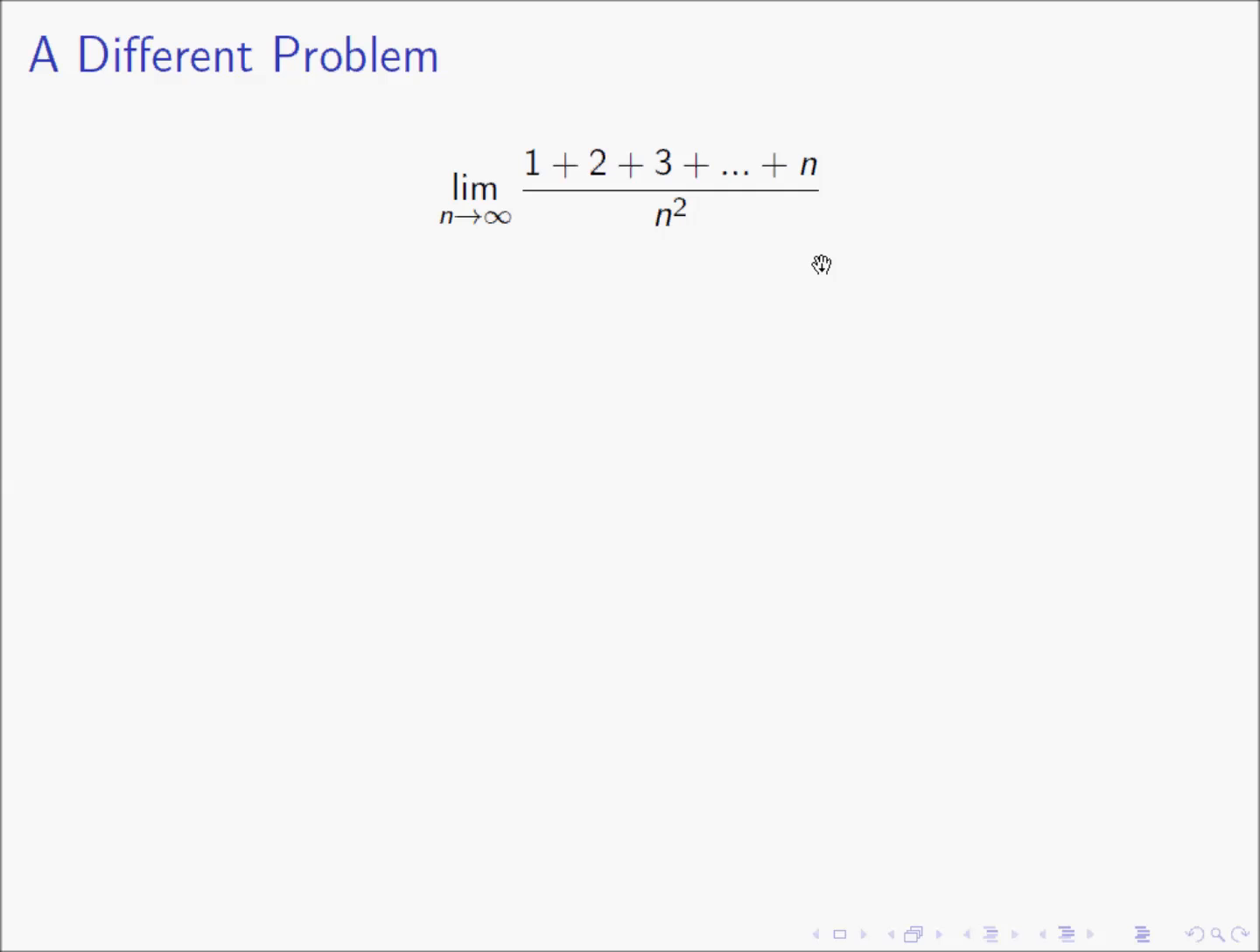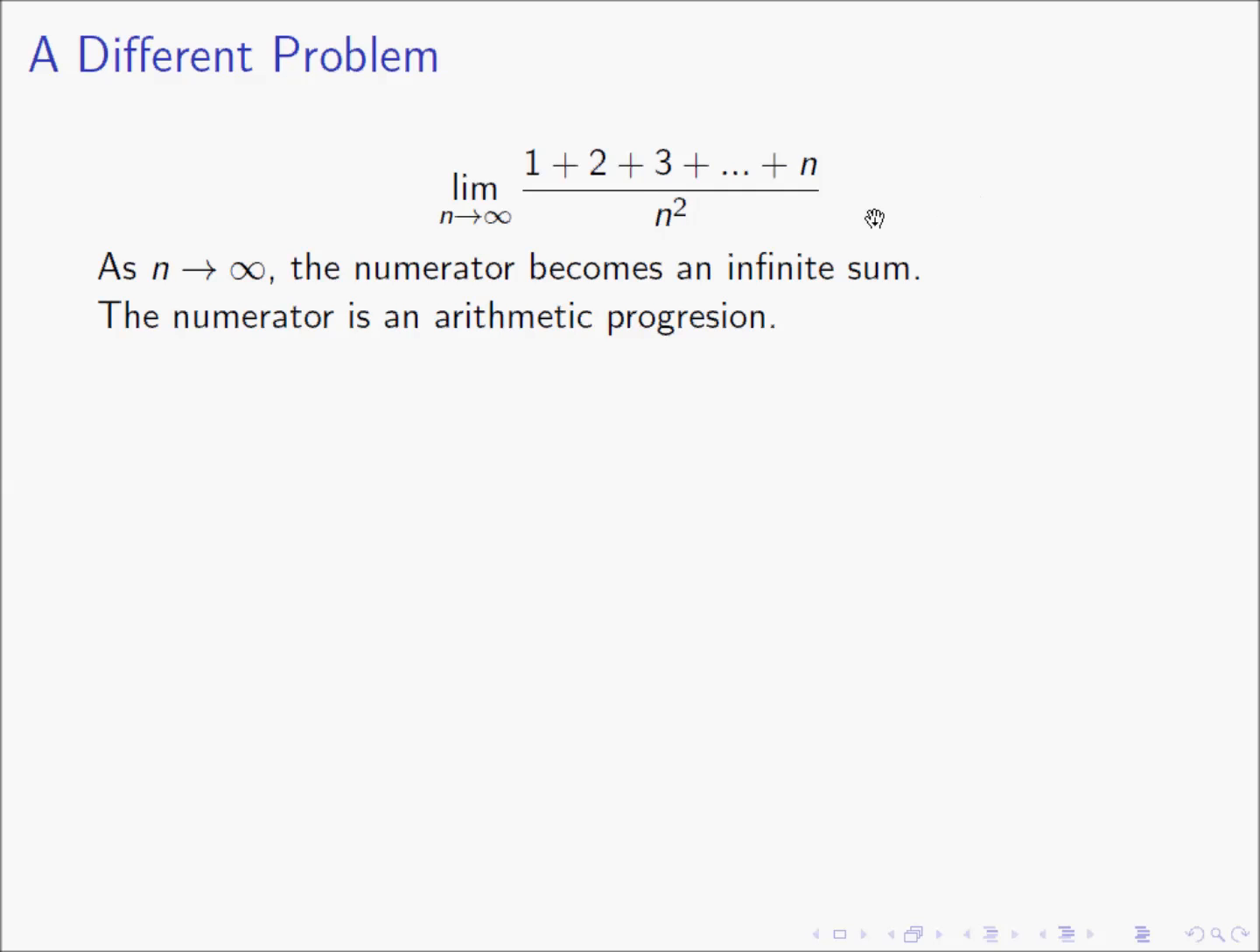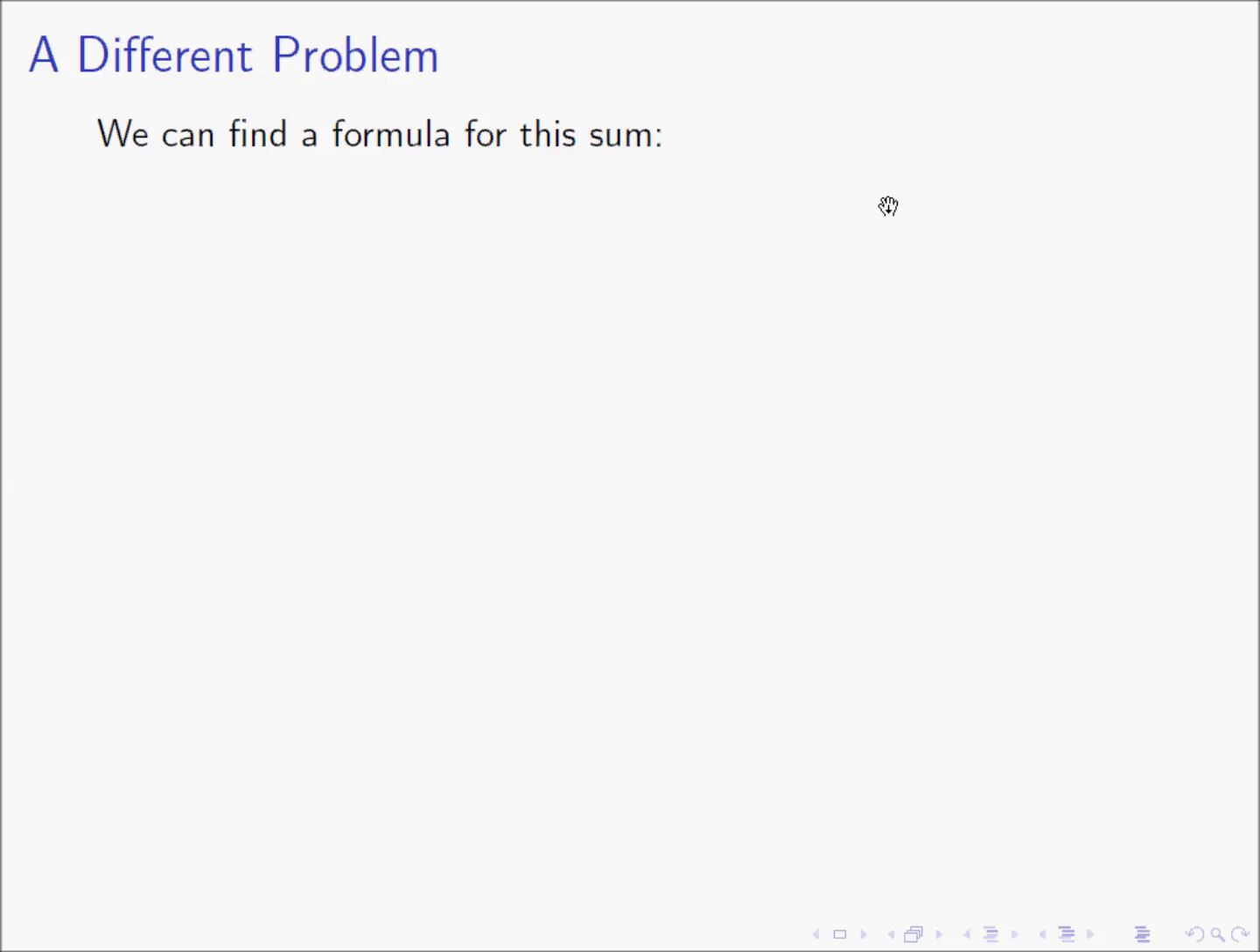Well, now we're going to do a much more interesting problem. We have this limit where in the numerator we have a sum, and we have n approaching infinity, and when n approaches infinity, this sum will become an infinite sum because n grows. So as n grows, the number of terms grows also. And this sum here is what is called an arithmetic progression. And there is a way to find a formula for the sum, and we're going to do that now.